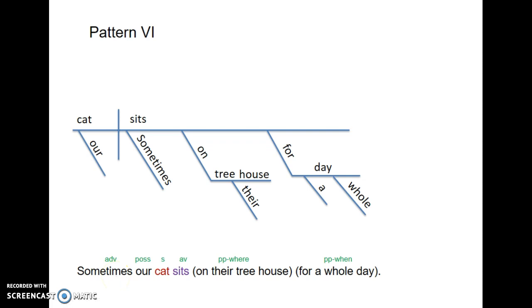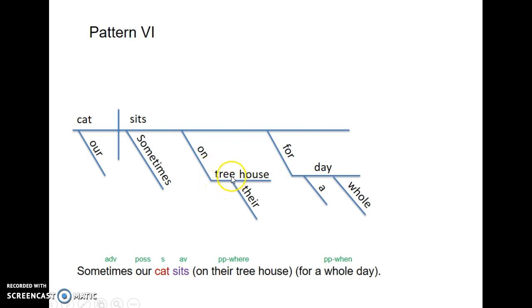Sometimes is an adverb. It's answering a when question. So that makes it an adverb going below the verb, sometimes. Possessive is modifying cat, so that goes below the subject. And then we have 2 prepositional phrases. This first one is on their tree house, and that is answering the question where. So that's an adverb question. It's going to be diagrammed below the verb. Again, the preposition goes on the slant. Treehouse we're considering as one unit.